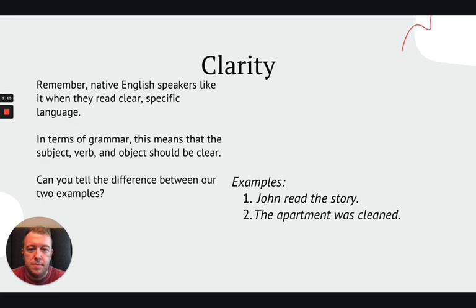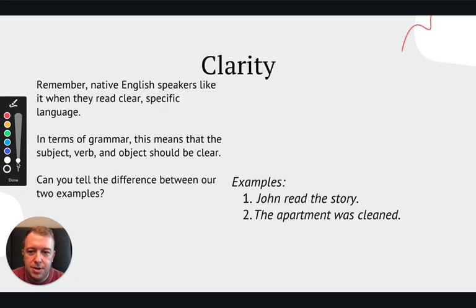So, sentence 1: John read the story. Can we tell what our subject is? Take a second to think about it. All right, the subject is John. Think about our verb. The verb is read, right? Last but not least, think about what the object is in our sentence. The object is the story.